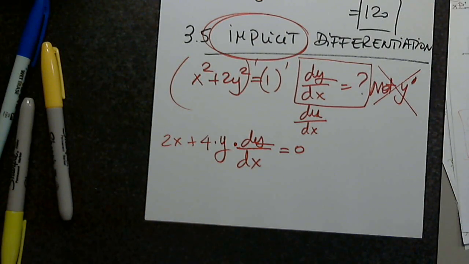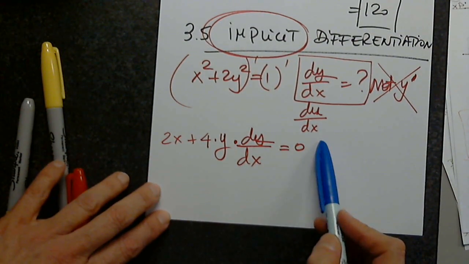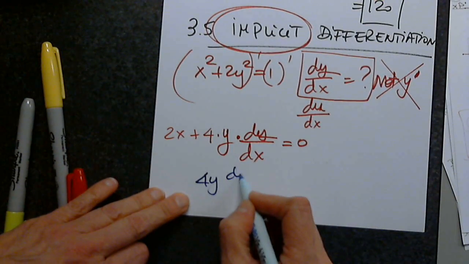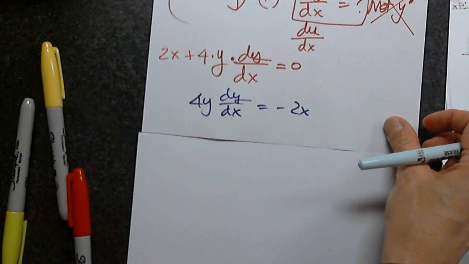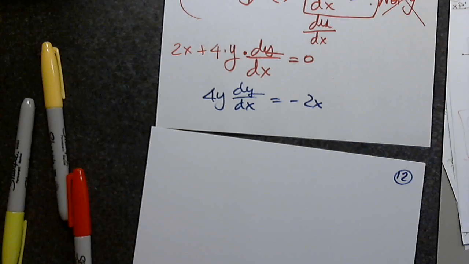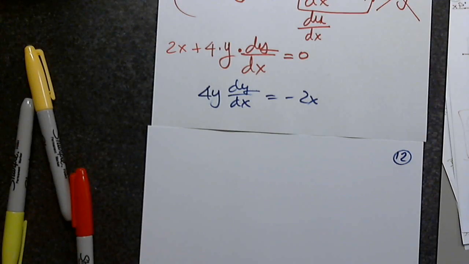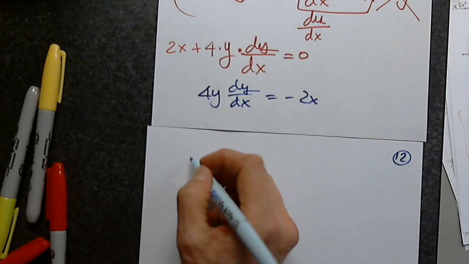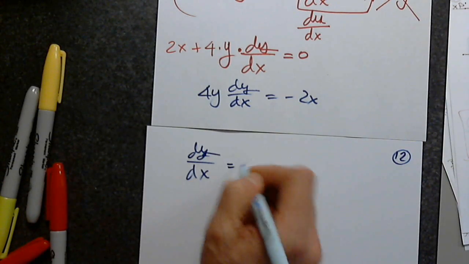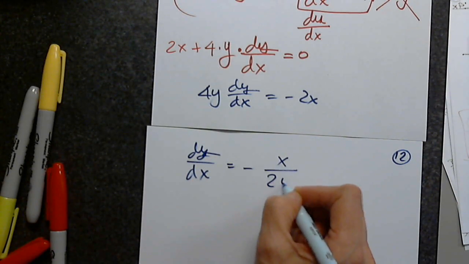What am I after? What do I do? Yes, not everything. Move 2x first. So 4y dy over dx equals negative 2x. And finally, although, if you want, I don't have the function, there will be situations in which no one can solve. In this case, I can solve for the function, but it's not recommended because of the plus or minus. Okay, so then dy over dx is negative 2x divided by 4y, which is negative x over 2y.